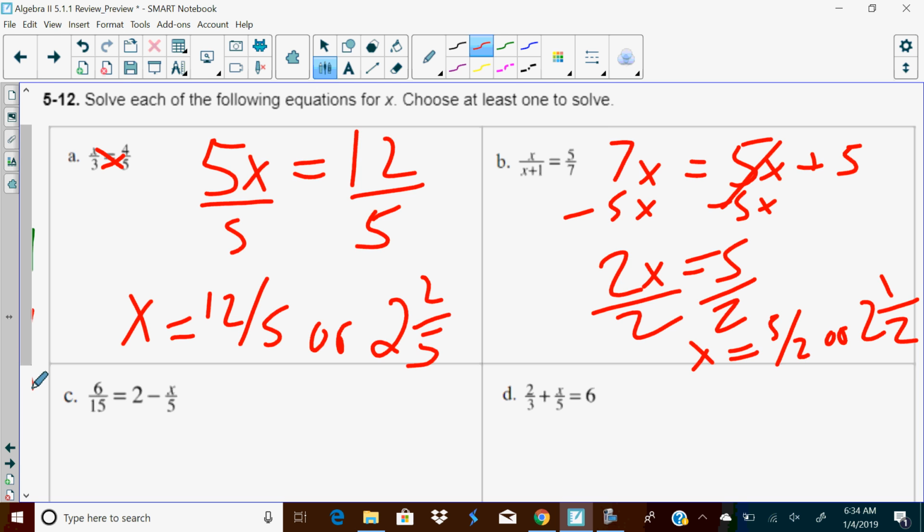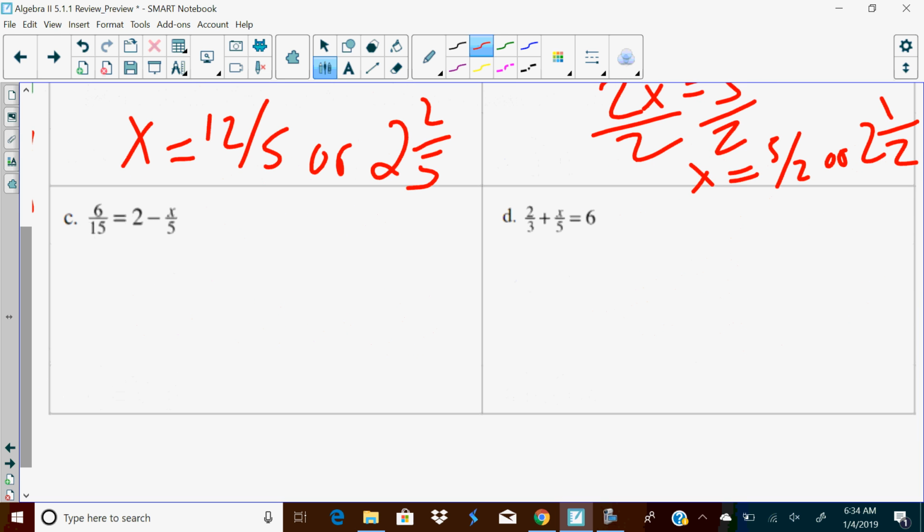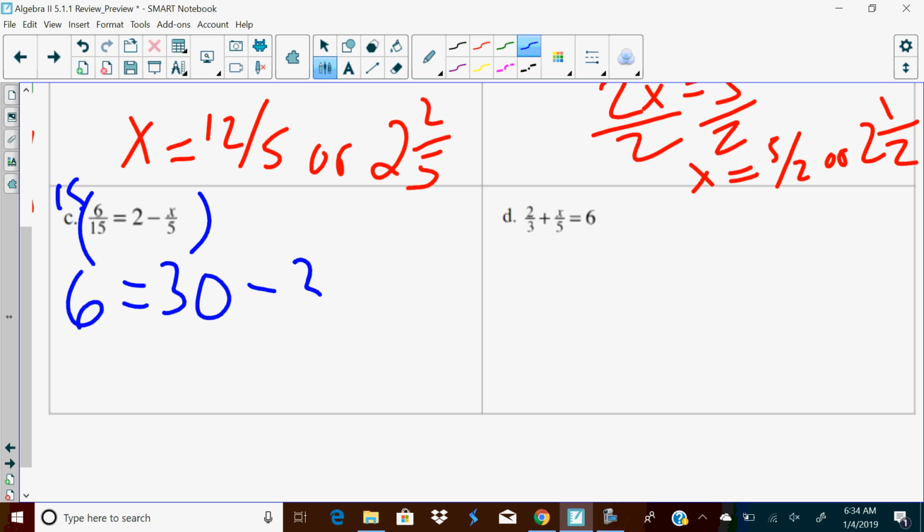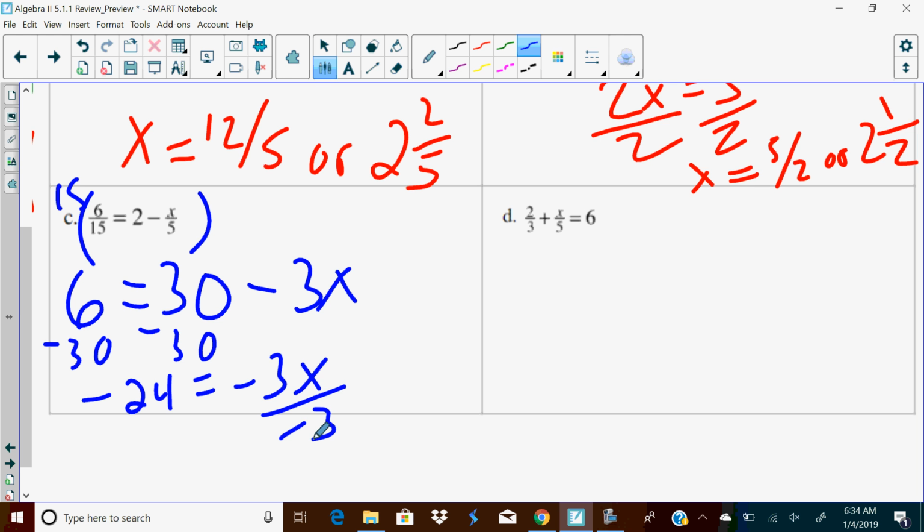For C and D, they're not cross multiplication, but I'm going to clear the fractions. So I'm going to multiply through by a common factor to get rid of the denominators. So in C, I'm going to multiply by 15. So 15 goes into 15 once, so I'm just left with 6. 15 times 2 is 30. 5 goes into 15 3 times x, so minus 3x. So then I subtract 30 from both sides. I get negative 24 equals negative 3x. So I end up with x equals 8.